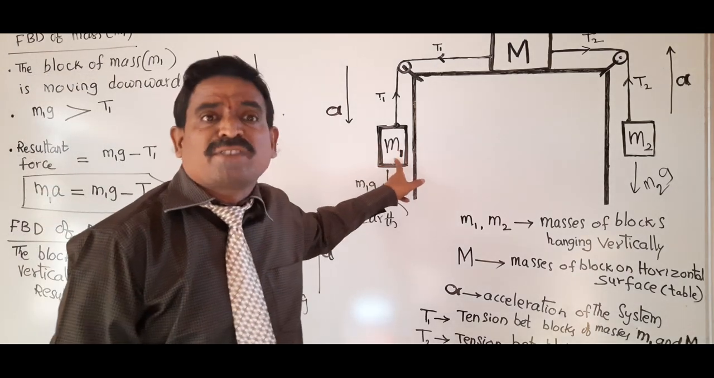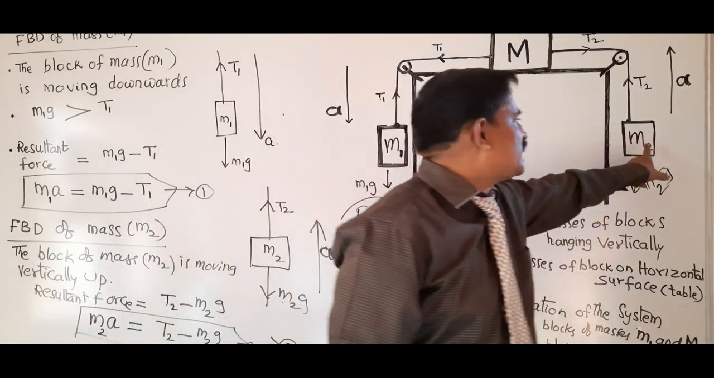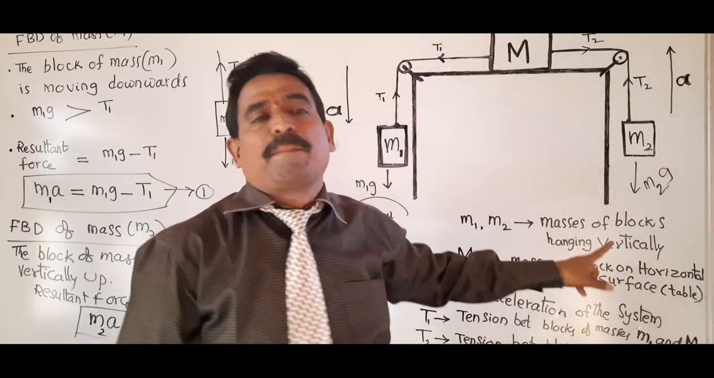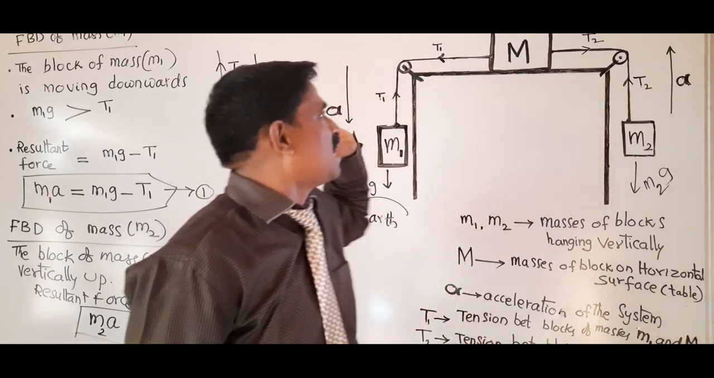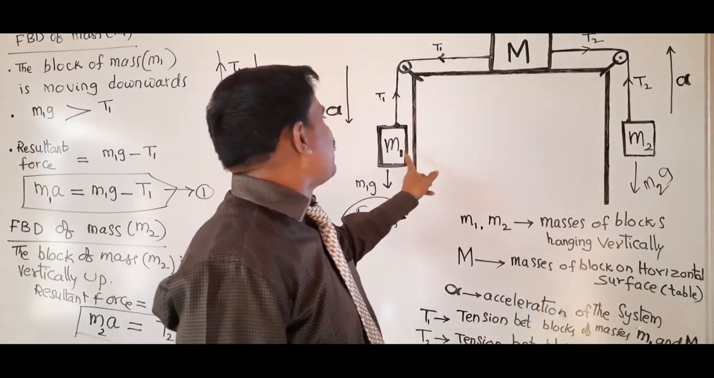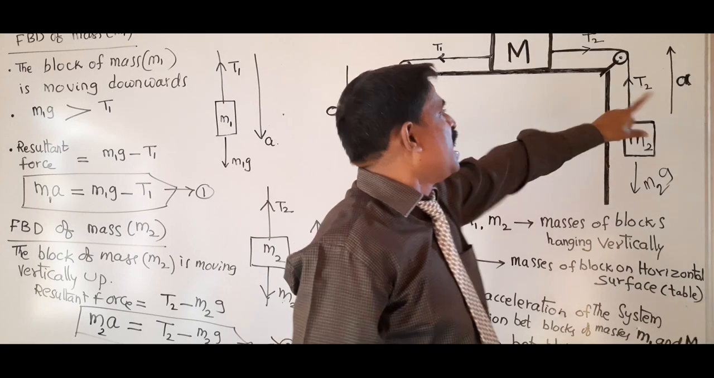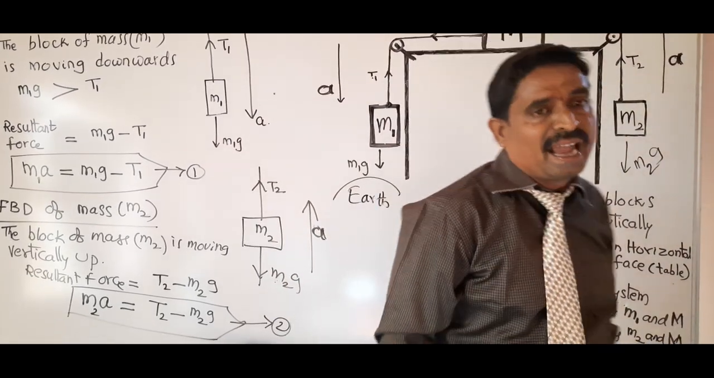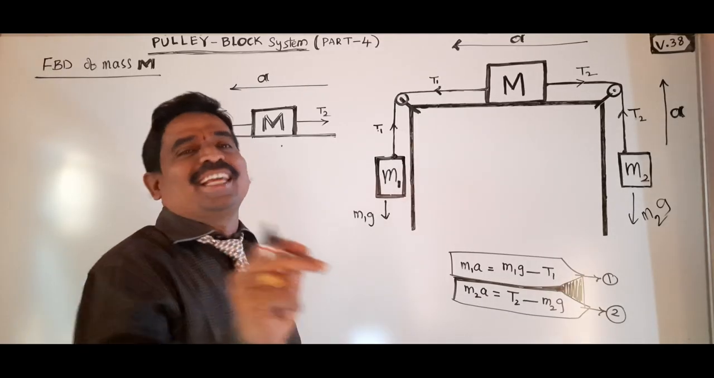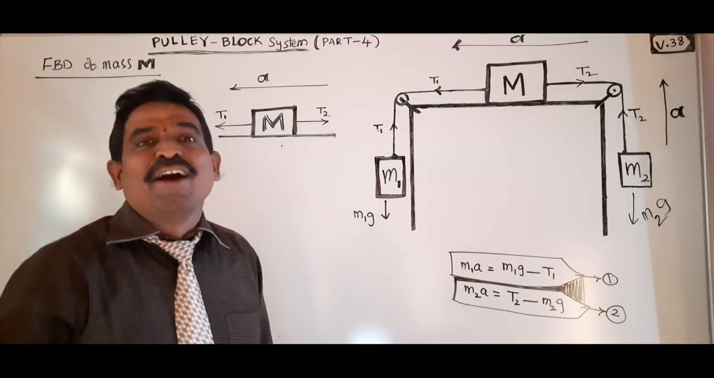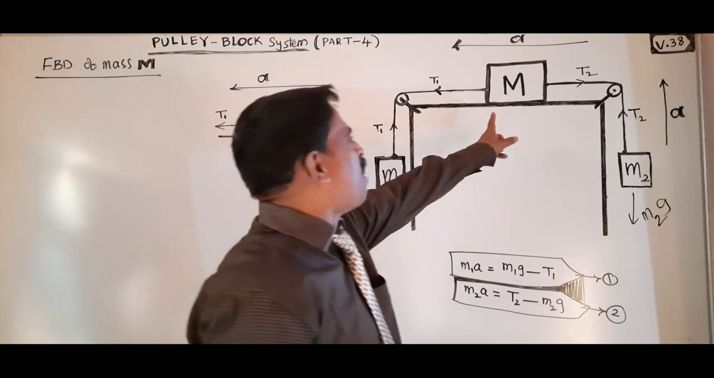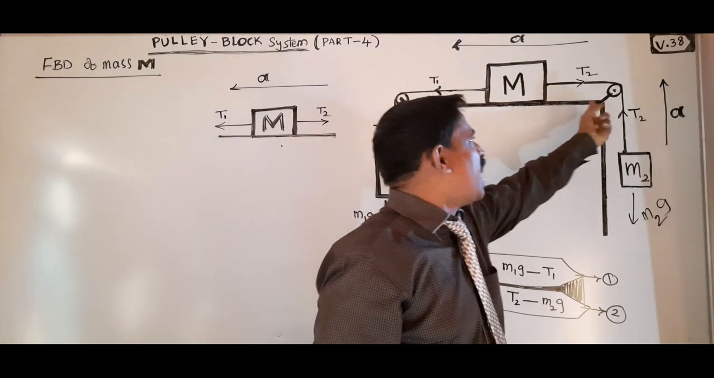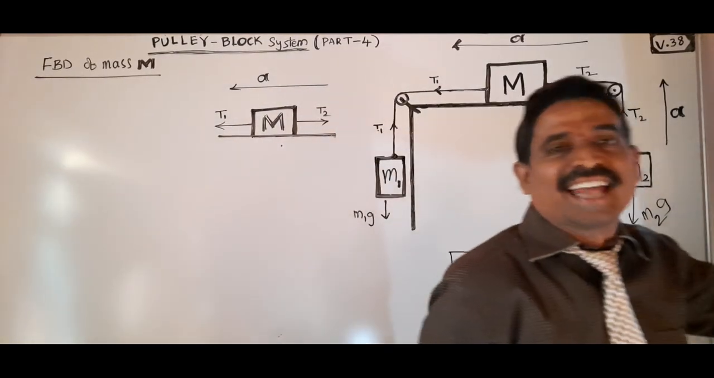M1 represents the mass of the first block. M2 represents the mass of the second block. Capital M represents the mass of the block which is on the smooth horizontal surface. T1 is the tension between blocks of masses M1 and M. T2 is the tension between the blocks of masses M2 and capital M. I am discussing the free body diagram of the block of mass capital M which is on the smooth horizontal surface.